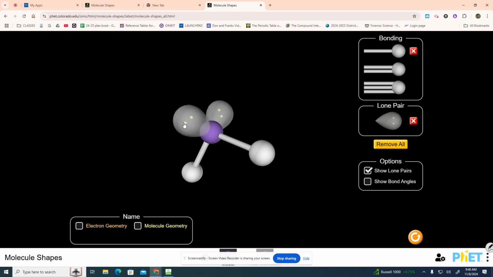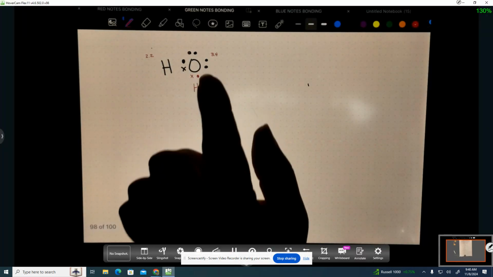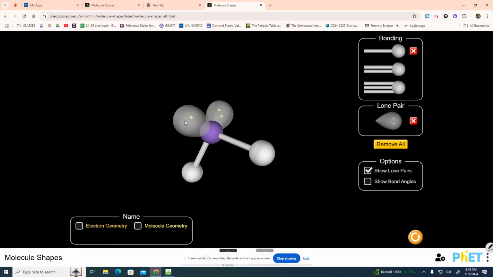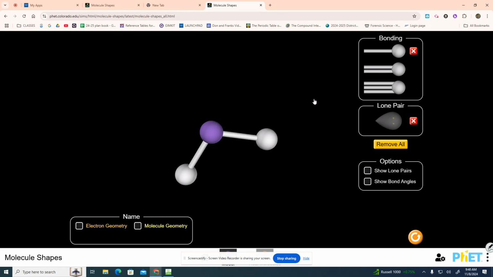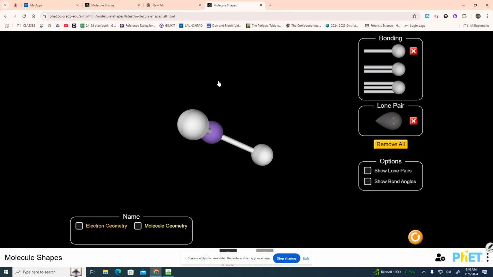Look at water. If we look at the structure that we drew, you see how it has 2 non-bonding pairs of electrons on it? That's these 2 non-bonding pairs of electrons. And if I don't show those non-bonding pairs of electrons, you can see that it's a bent molecule. Okay?